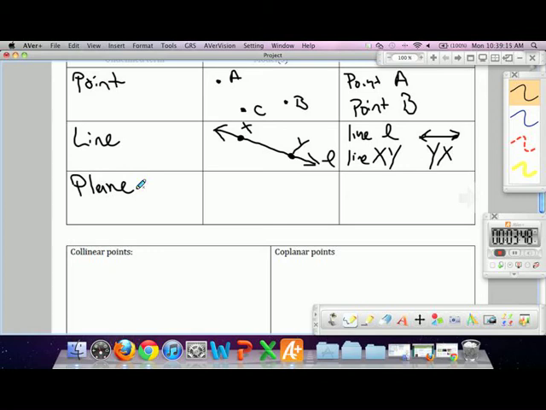A plane is defined by 3 points. You have to have 3 points to make up a plane. And 3 very specific points. 3 points that are not all on the same line. They can't be on the same line. Can anyone think of a reason why they can't all be on the same line to define a specific plane? Okay. Then it would just be a line. Well, yeah, if they're on the same line, then you just define a line.